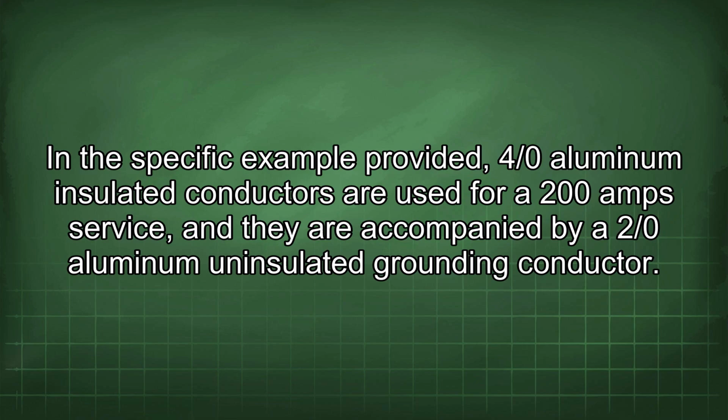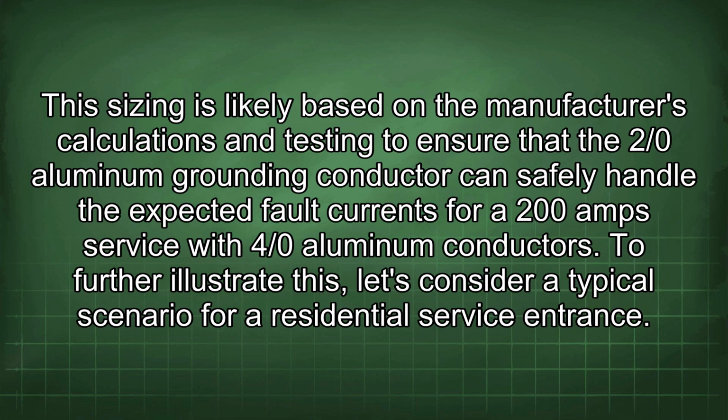In the specific example provided, 4/0 aluminum insulated conductors are used for a 200 amp service, and they are accompanied by a 2/0 aluminum uninsulated grounding conductor. This sizing is likely based on the manufacturer's calculations and testing to ensure that the 2/0 aluminum grounding conductor can safely handle the expected fault currents for a 200 amp service with 4/0 aluminum conductors.